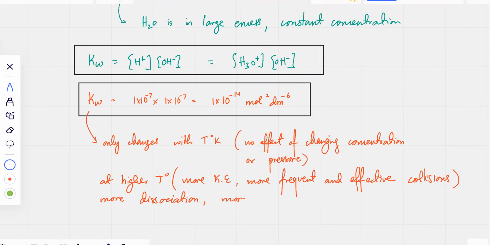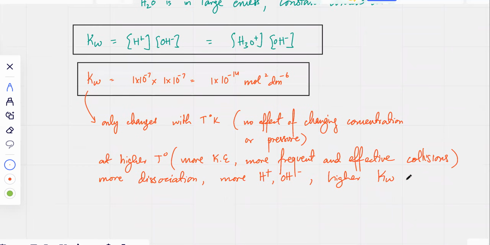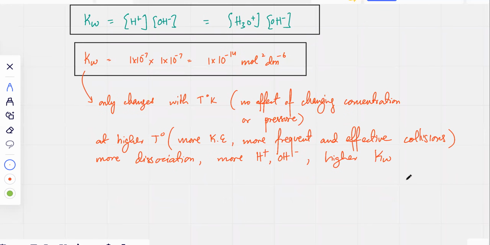So more ions are produced, more H plus and OH minus ions. So you're going to have a higher value of Kw, because more products are being formed. So always remember that if you increase temperature, the value of Kw is going to increase as well. So that's all about Kw. But the importance of Kw, why are we studying it? Why is it so important? Why is this ionic product of water, H plus times OH minus, with the value 1 times 10 power minus 14, so important?